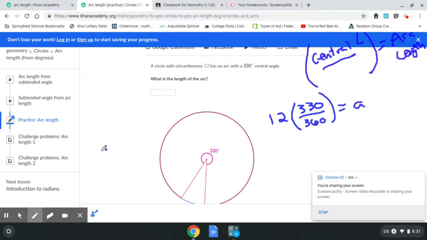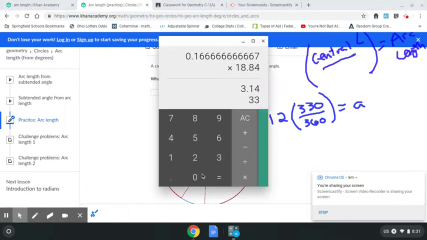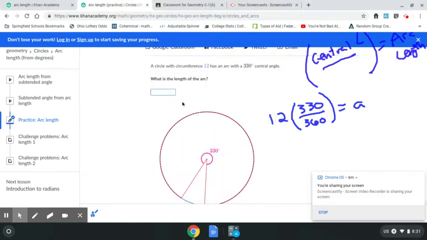Okay, so I go to the calculator. With my calculator, I take 330 divided by 360. I multiply that by 12, and we get ourselves an answer of 11. Type in 11, check it out, and it works.